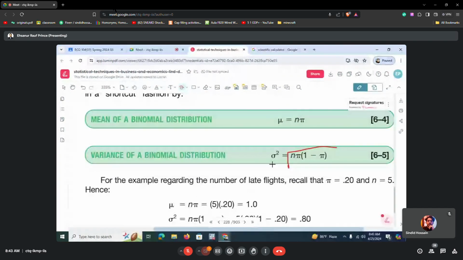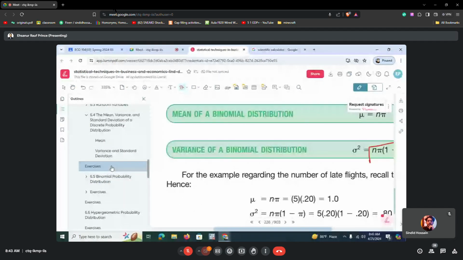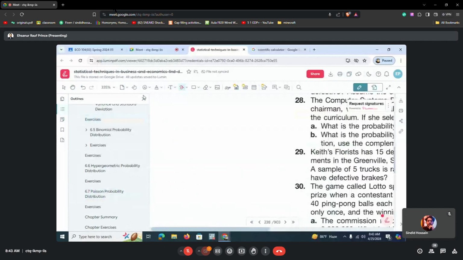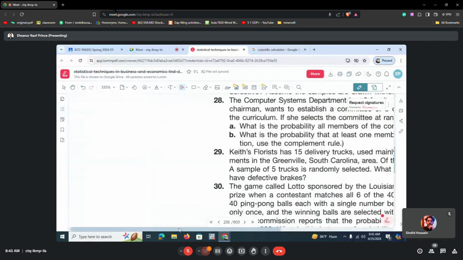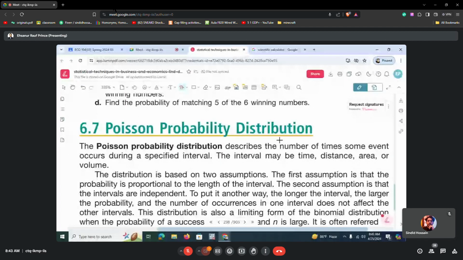Okay. Now the next thing is the Poisson distribution. The next distribution, which is in your syllabus, Poisson probability distribution. Yes, this is Poisson distribution. So 6.7 Poisson probability distribution, a very important distribution in statistics as well as in econometrics. So please write the topic 6.7 Poisson probability distribution.